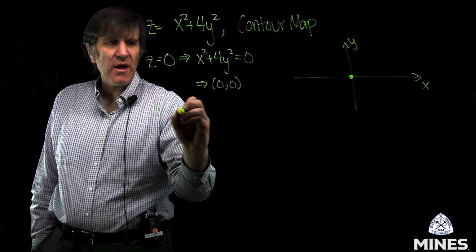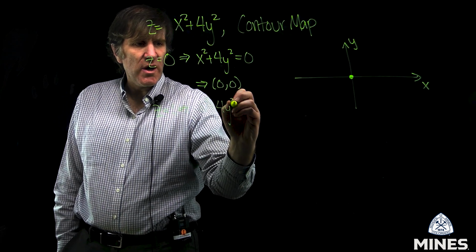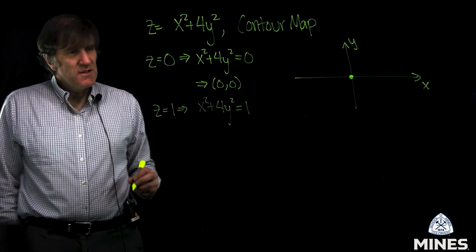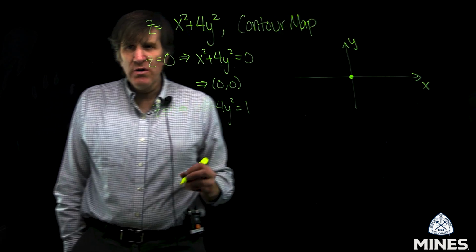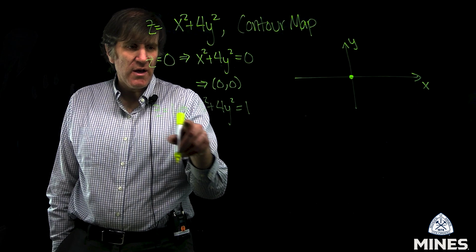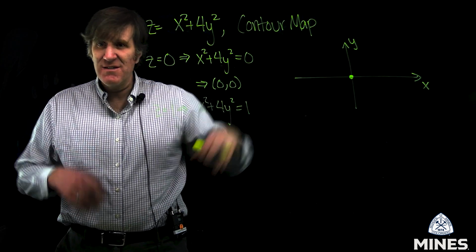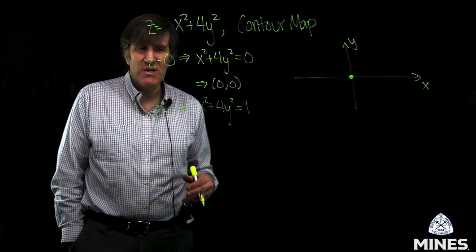If z equals 1, then we have x squared plus 4y squared equals 1. This is an ellipse. So the set of points, or the collection of points, at height z equal 1 is an ellipse. If we take our surface and we slice it at z equal 1, the slice that we get is elliptical.